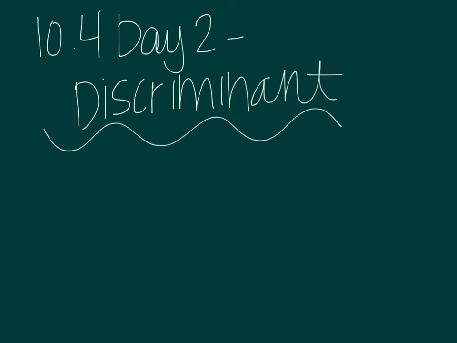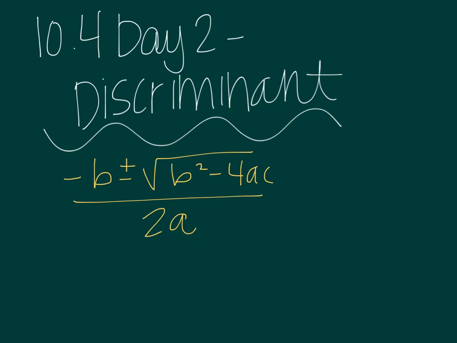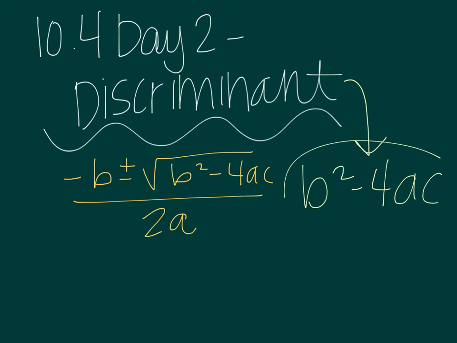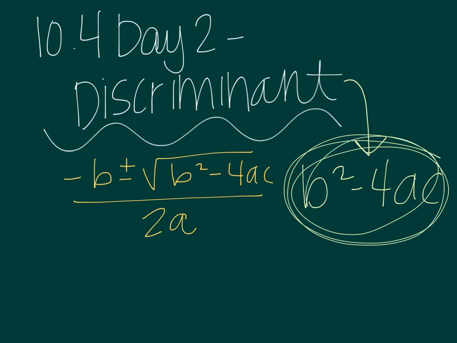Today we're doing 10.4 day 2 and we're talking about the discriminant, and you've actually already been using the discriminant. So the other day we learned how this right here is the quadratic formula, the opposite of b plus or minus the square root of b squared minus 4ac, all over 2a. So your discriminant is just b squared minus 4ac. This is what we are going to be focusing on today.